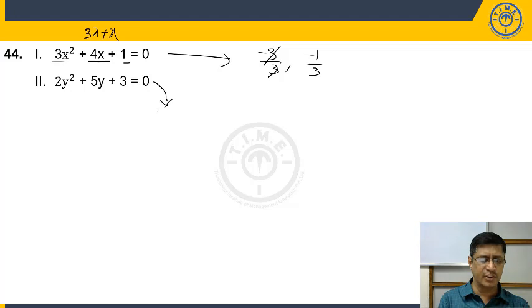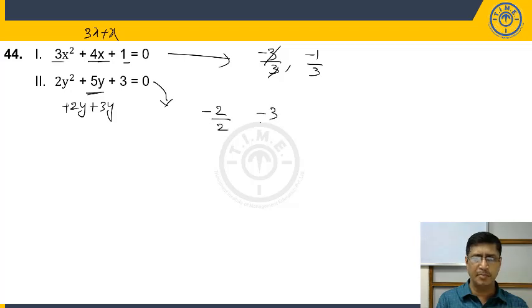Now look at the second quadratic equation. What is the possibility here? 5y is the value of the middle term, meaning 2 plus 3. So 2y plus 3y. The sum of these two is equal to 5y. So what are the roots? Minus 2 by 2 and minus 3 by 2 are the roots. So the values here are minus 1 and minus 3 by 2.